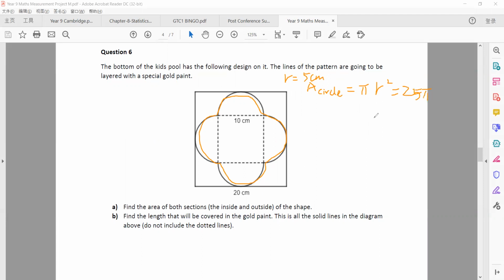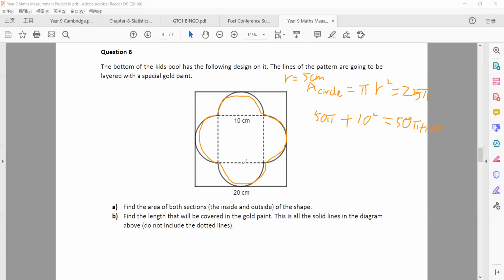But we have 2 circles. So area of circles would be 50 pi, because you double 25 pi to get 50 pi. And you're also including the area of the rectangle. Because we know the side length is 10, you need to add 10 squared. So that should be 50 pi plus 100. So that should be your answer for inside.